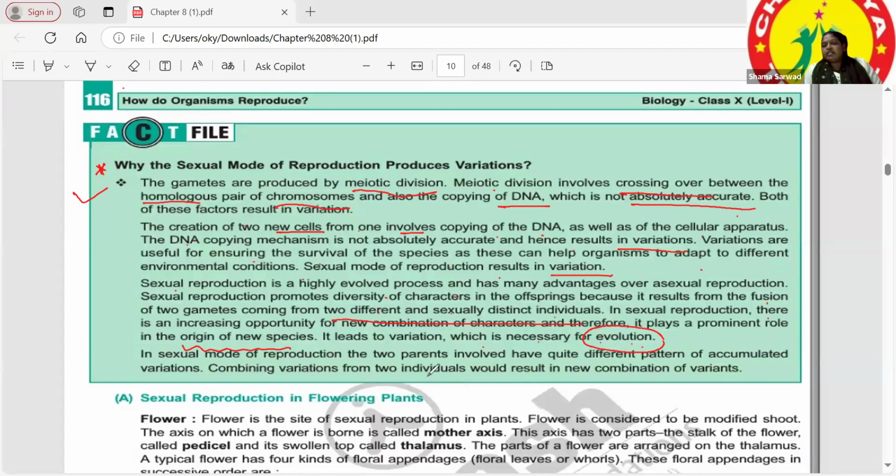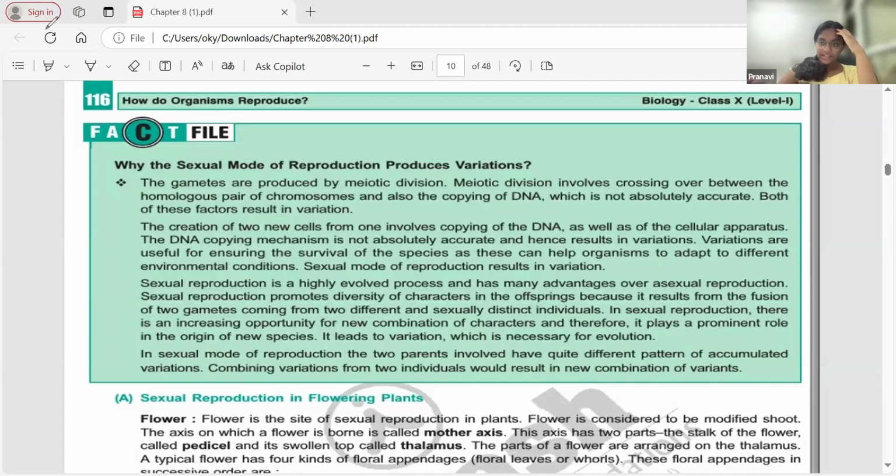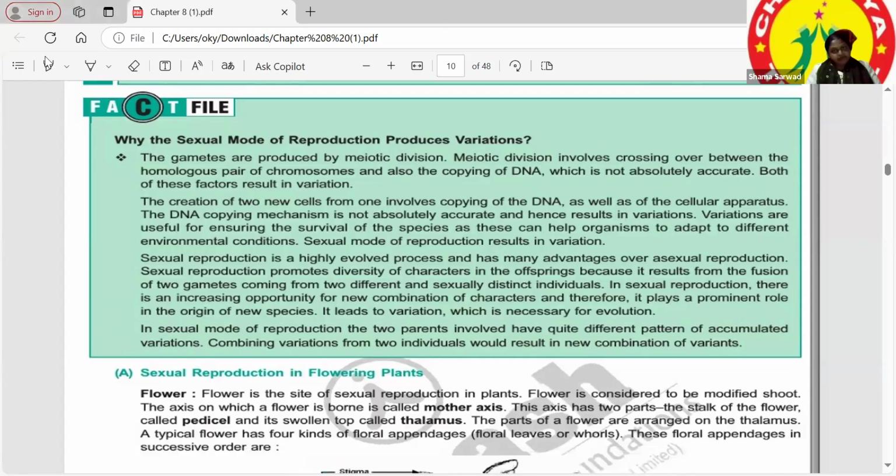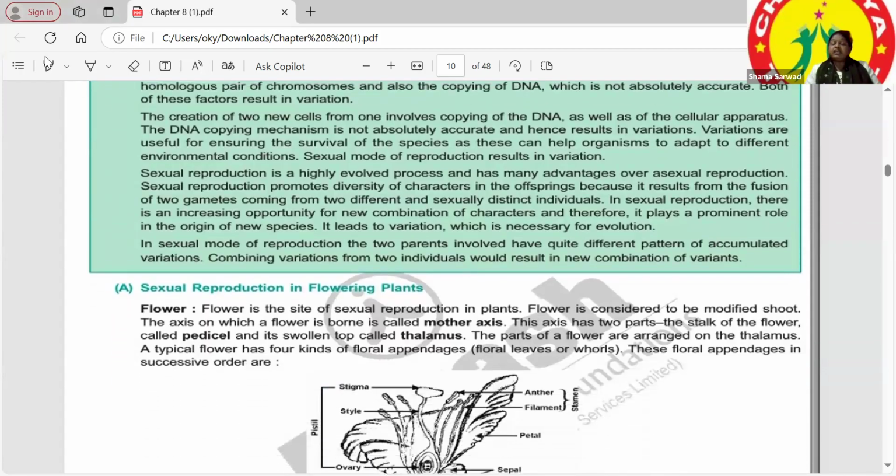In sexual mode of reproduction, the two parents involved have quite different patterns of accumulated variations. Combining variations from two individuals would result in a new combination of variants. And here not only body characteristics can be copied. Whatever characteristics adapted by the parents throughout their life can be transmitted into the next generation in the DNA chromosome form. Like acquired characteristics and all that, right? Yes, everything. Acquired and inherited characteristics. So sexual reproduction has a lot of advantage over asexual reproduction, and it leads to variation.